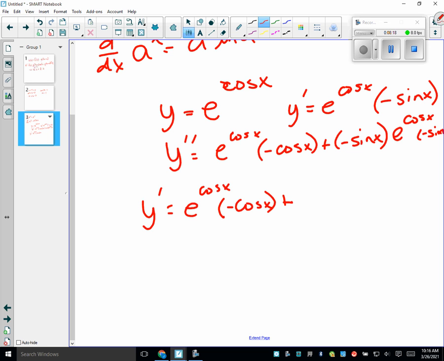plus e to the cosine of x times sine squared x? You can square them. Now, could I factor out if I wanted to an e to the cosine of x? Definitely. The only reason I tell you that is because if it was a multiple choice, they may or may not do that. So I want you to realize it can happen.